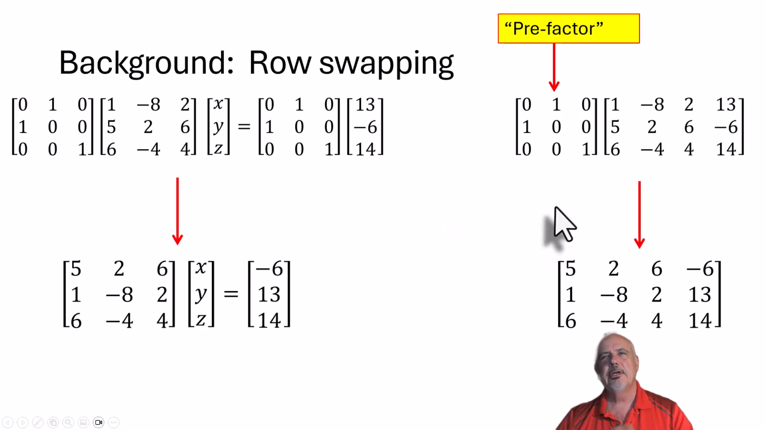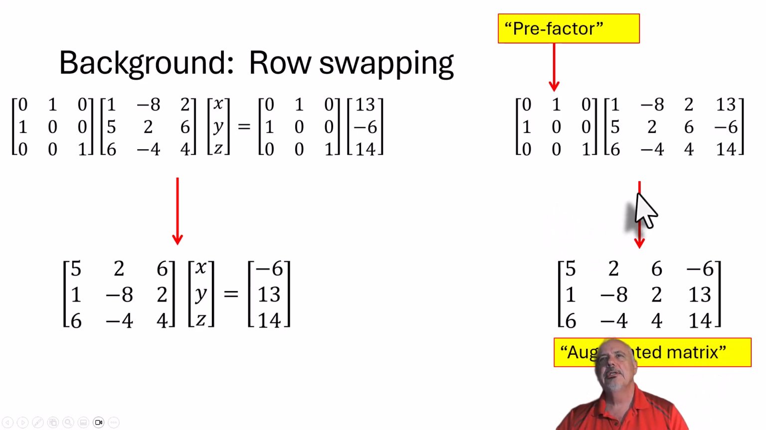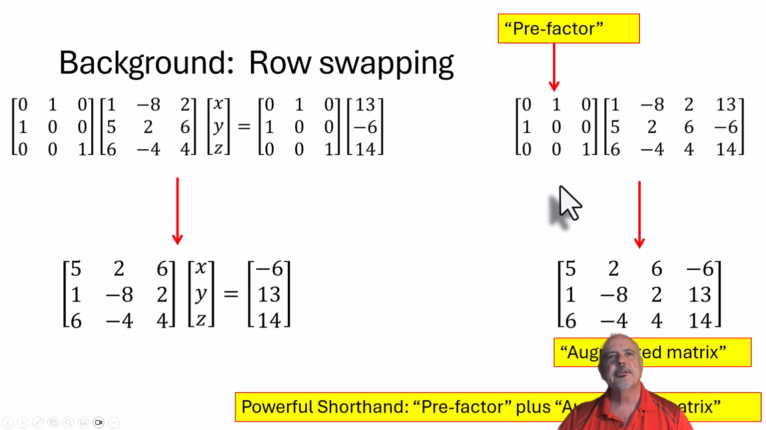If I look at it in terms of the augmented matrix, it's going to do the same thing across, swapping the first and second rows and leaving that last row unaltered. Column by column, it does this. So that's what row swapping looks like with a prefactor, coupled with how it operates on the augmented matrix. This is a powerful shorthand that you can use with the prefactor and the augmented matrix.